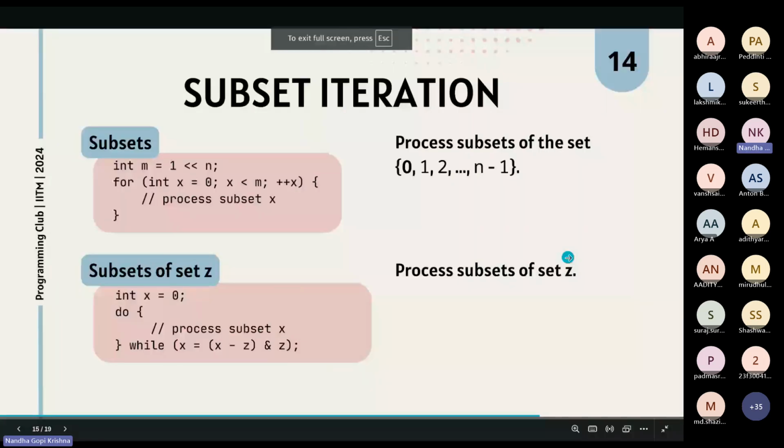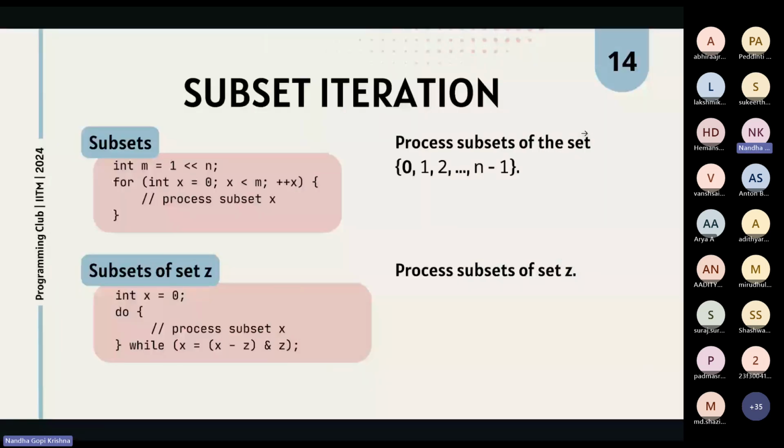How do we iterate through every possible subset? Moving forward, there are a number of algorithms that might require you to traverse through all subsets of a particular set. How do we do this? If your set contains n elements, this is how you iterate through every possible subset.